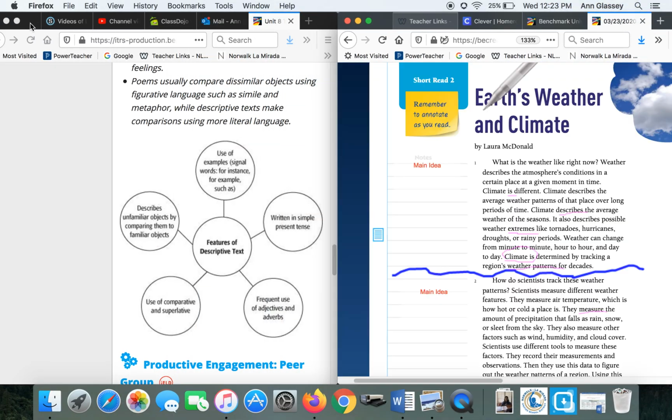So we found, for example, climate compared to weather patterns. We found some comparatives that compared things, warmer, closer. We found some adjectives. It is written in simple present tense. You can choose to continue to look for more examples of the features of descriptive text.